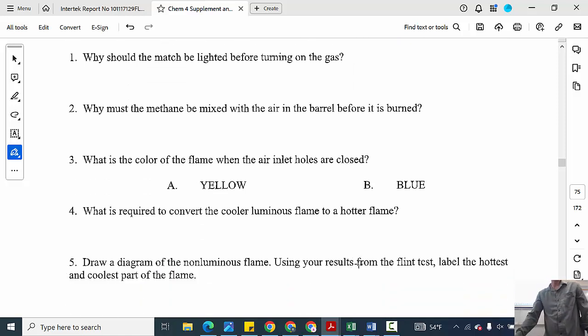What is the color of the flame when the air inlet holes are closed? Where are the air inlet holes? At the bottom of the barrel. Somebody asked me that the other day. Right, right. The gas comes out of this little nozzle here, the orifice, and the air is going to come from the side, and then we can mix them together in the barrel. The purpose of the barrel is to mix the gas, methane, with air, oxygen.